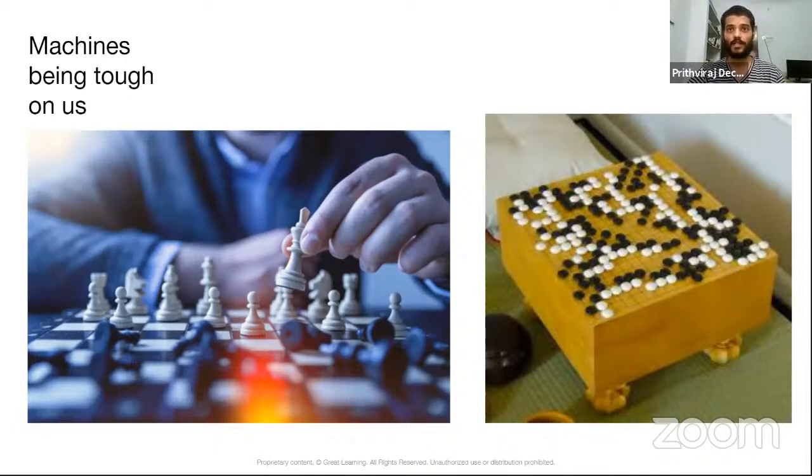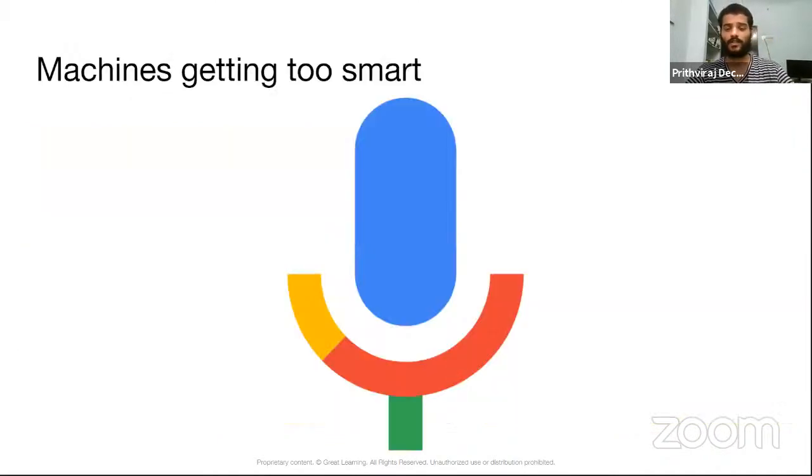So these were a couple of very significant milestones in AI research, but these are very specific tasks in which machines have been able to beat humans. We are still far away from machines that are not just specific to tasks, but general purpose AI. The closest thing that we have to general AI is Google Assistant or Alexa or Siri.